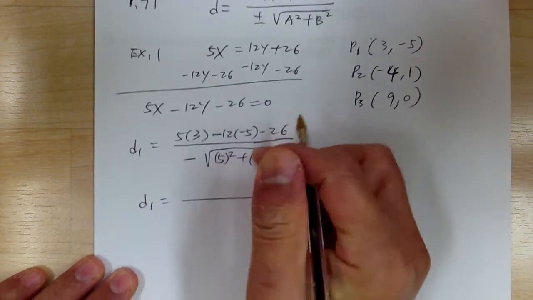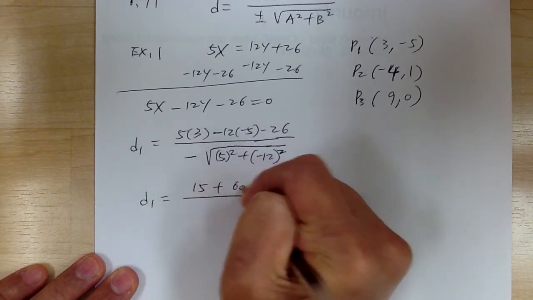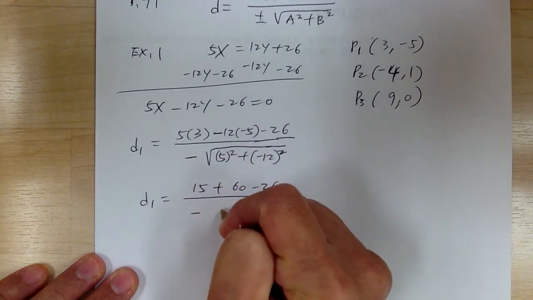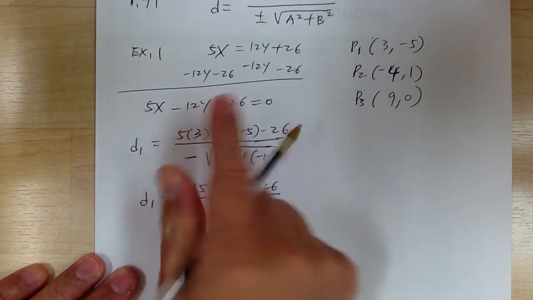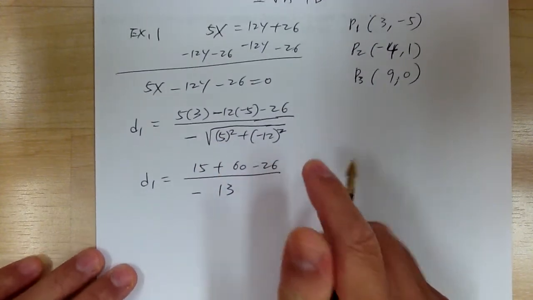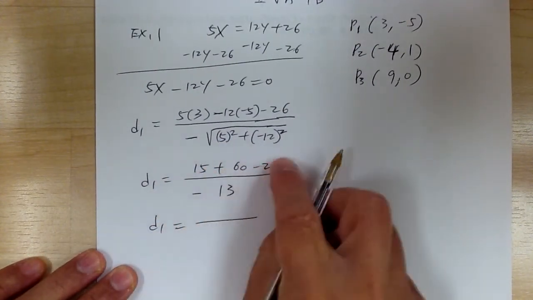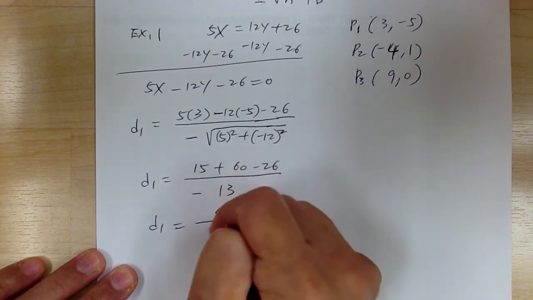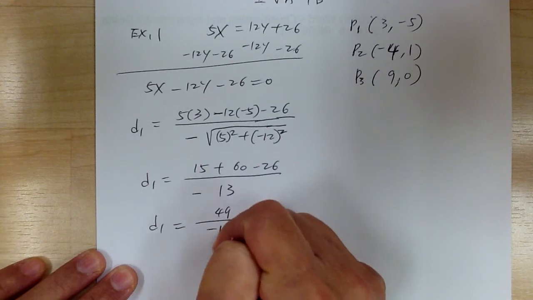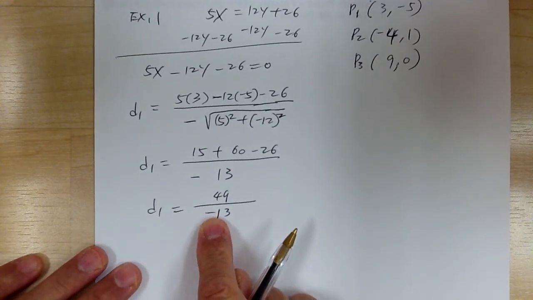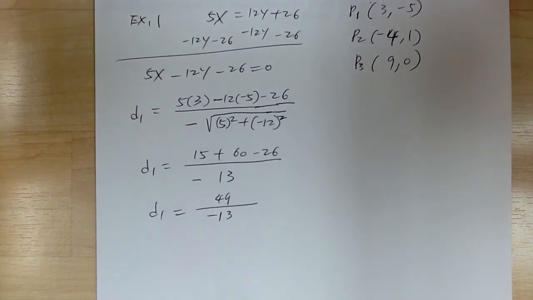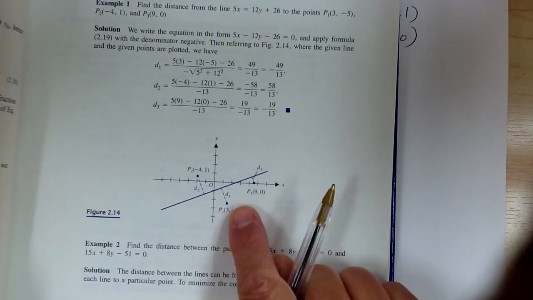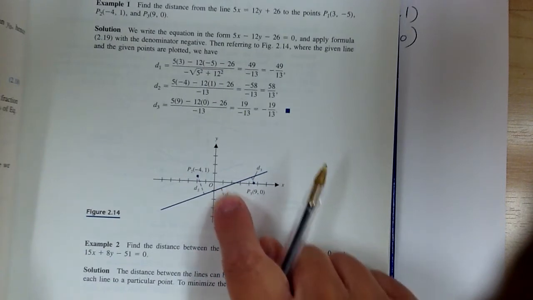So D1 equal to 15 plus 60 minus 26 over negative 13. Again, like I said, this is a special triangle, 5, 12, 13, or you can just work it out. You simplify, and you get D1 equal to 49 over negative 13. Again, negative tells you that the point is below the line. If you look at the picture over here, you can see D1 is below the line, so that's why the distance is negative.